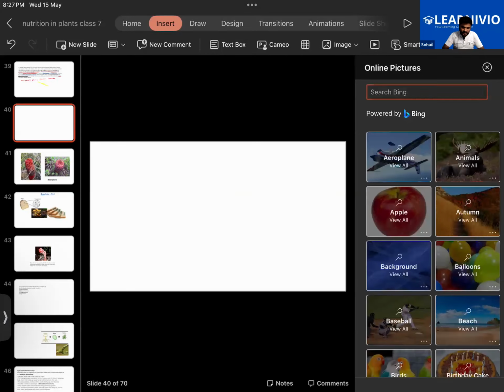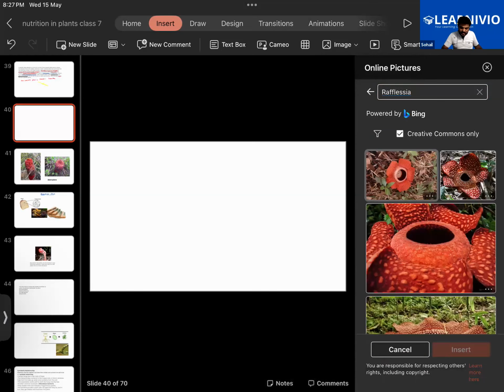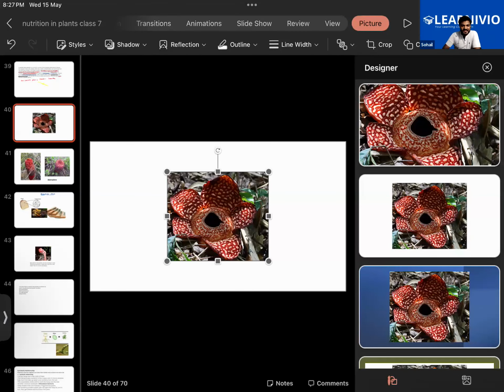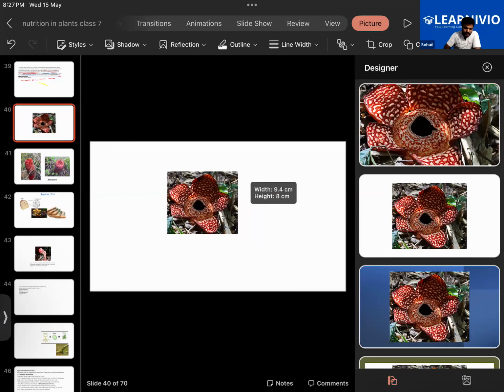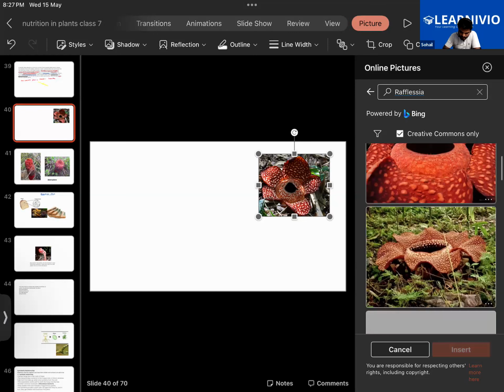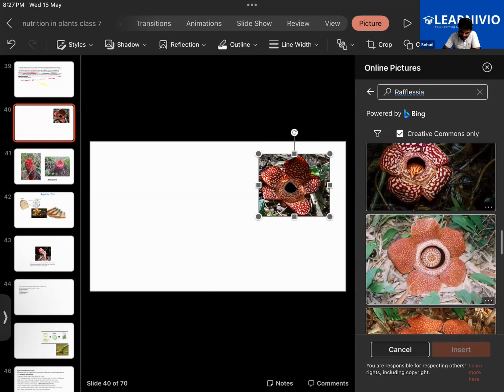See, Rafflesia is a parasitic plant. Now this is the plant I'm talking about. It's actually a flower. Rafflesia is an example of a total parasite. It grows on the roots of the host plant. So you see, where are they found growing? On the roots of the host plant. So keep that in mind.